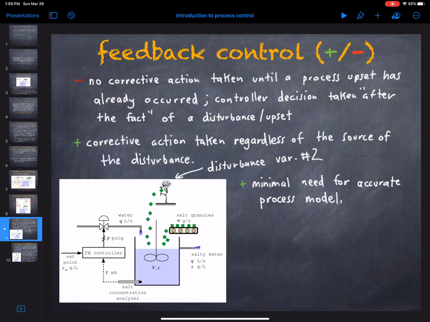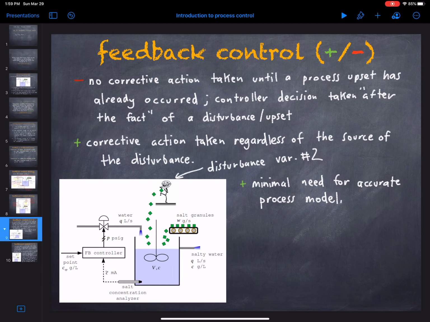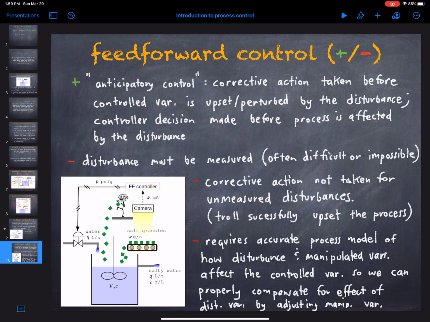And so we can't have the best of both worlds. In fact, in industry, a lot of times feedback control and feed-forward control are used together so that you can take anticipatory action in anticipation of how the disturbance will affect the process, but you also take action for disturbances that aren't measured. So you can combine these two. But feedback control is much more common. Okay, so that concludes our introduction to process control.